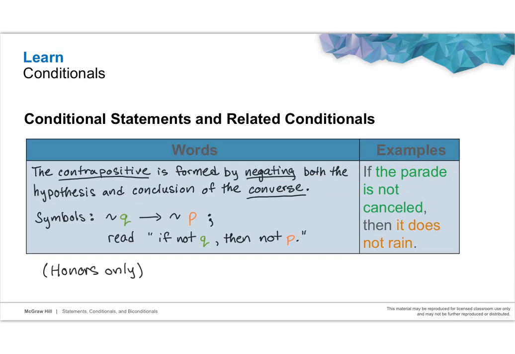And then the last type of related conditional, if you're an honors student, is going to be the contrapositive. That is formed by negating both the hypothesis and the conclusion of the converse. So we take the opposite and we reverse the order. That is, if not Q, then not P. So if the parade is not canceled, then it does not rain.